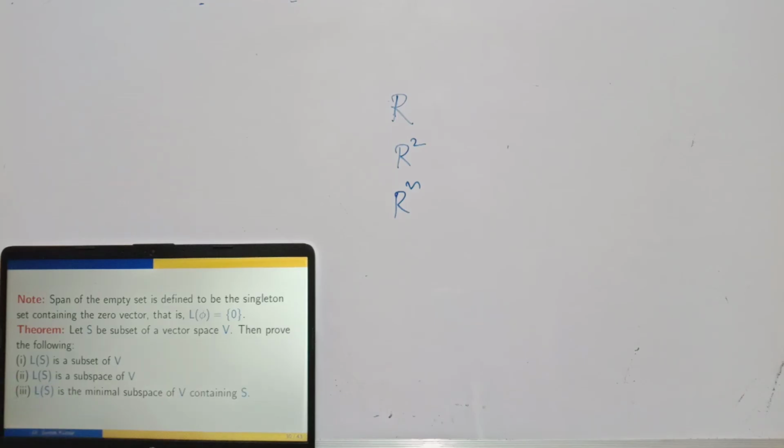About LS, you may look at this result. LS is always a subset of V, it is always a subspace of V, and it is the minimal subspace of V containing S.